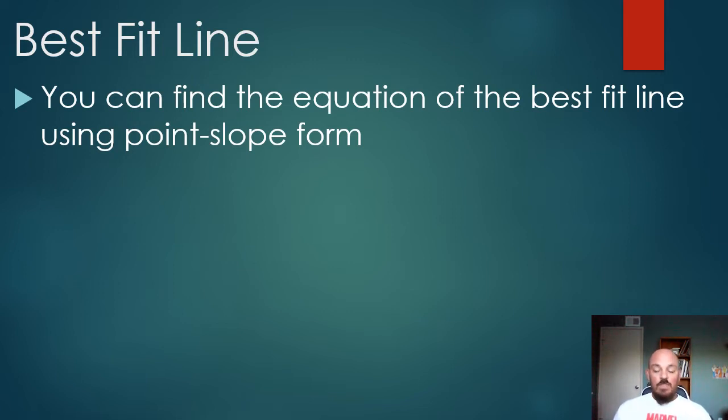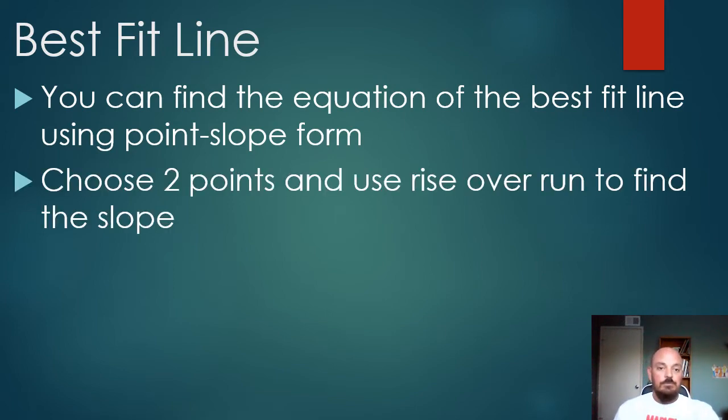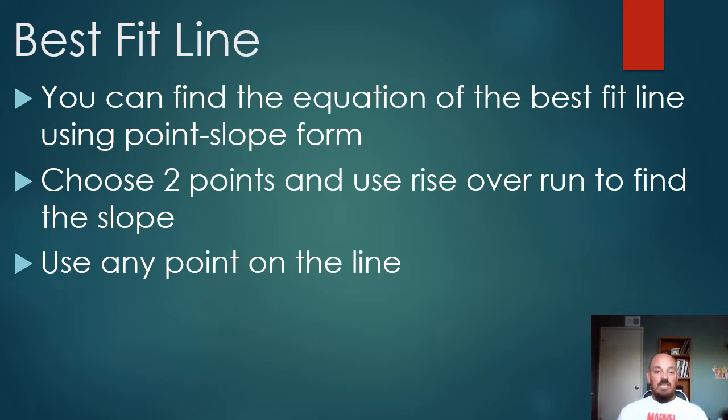Now, once you've drawn that line, all of a sudden it ties in to what we've been working on all chapter long, or all module long. We are going to find the equation of the best fit line. And you can do it using point slope form. Just choose any two points and use rise over run to find the slope. And then use any point to finish the question. So let's go ahead and try that out.